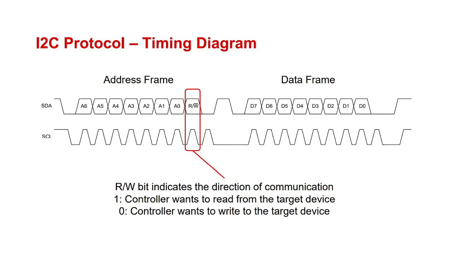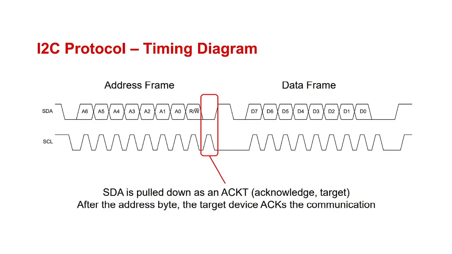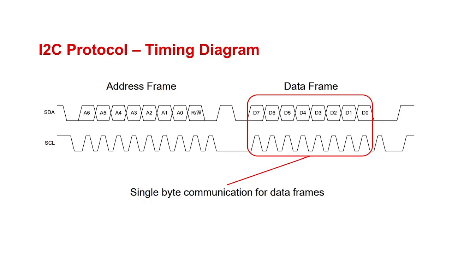Next is the read/write bar signal. Suppose the master wants to write the data, then read/write bar equals 0. If the master wants to read the data from the slave, then read/write bar equals 1. Next is ACKT, the acknowledgement from the target device. The target device gives the acknowledgement to show whether the slave is ready or not, so the master can read or write the data. And you are sending 8 bits of data, so that is a single byte communication.